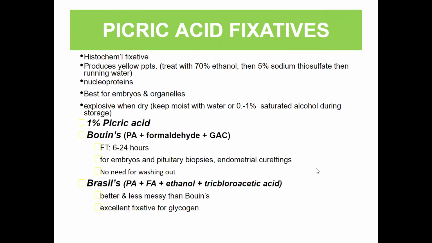Your picric acid fixatives are also used as a chemical fixative. However, they produce yellow precipitates, but you can treat it with 70% ethanol, then 5% sodium thiosulfate, and then running water. Also used for your nucleoproteins, best for your embryos and organelles. However, they are explosive when dry, so you should keep it moist with water or 0 to 1% saturated alcohol during storage. So 1% picric acid is one preparation here.